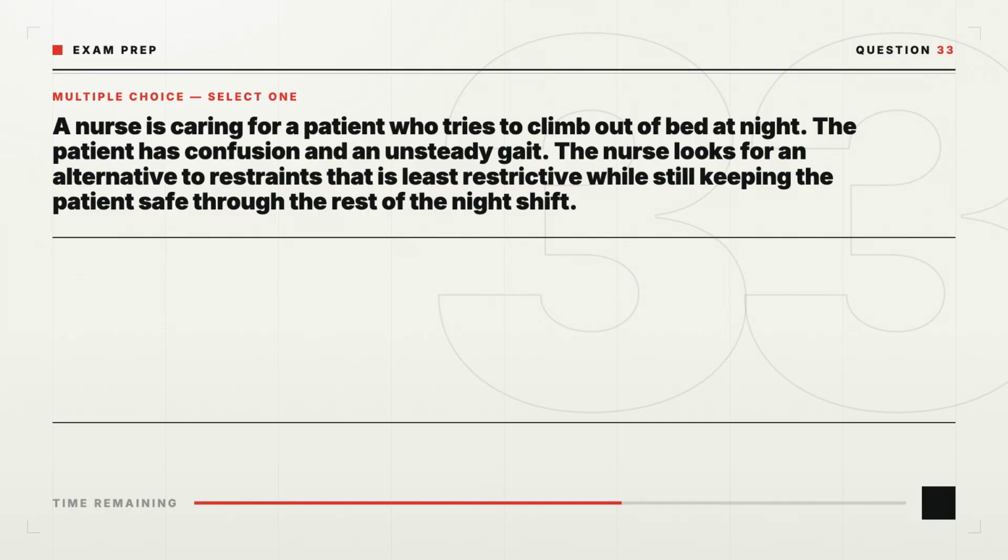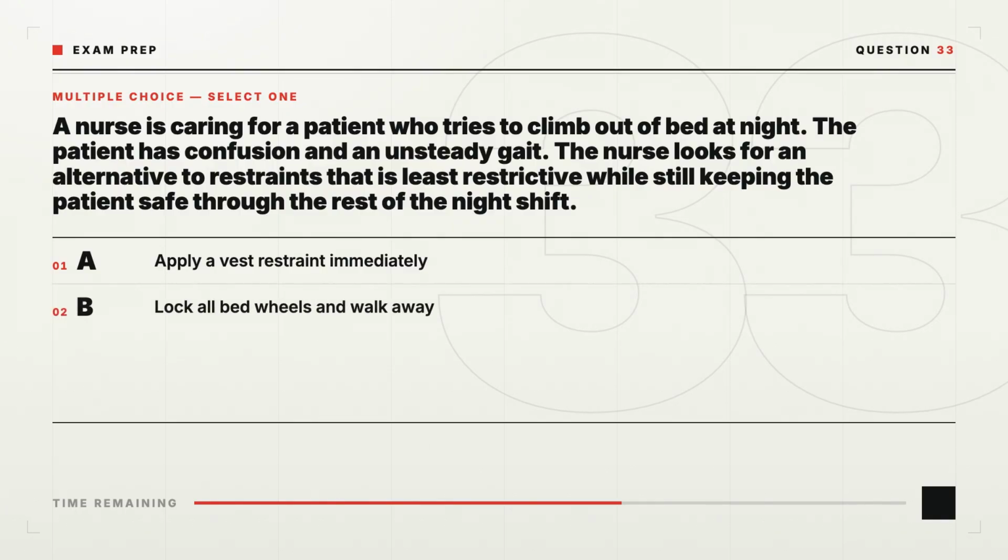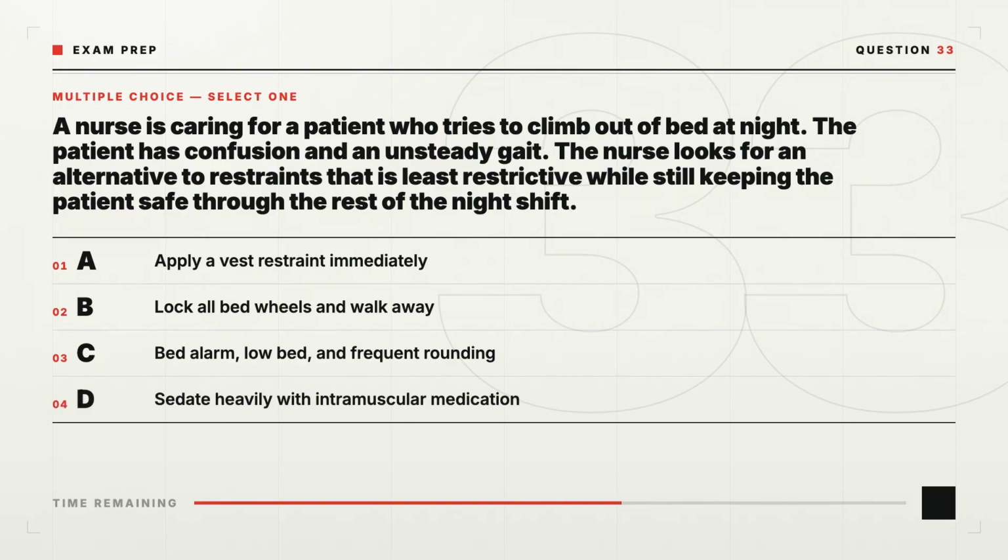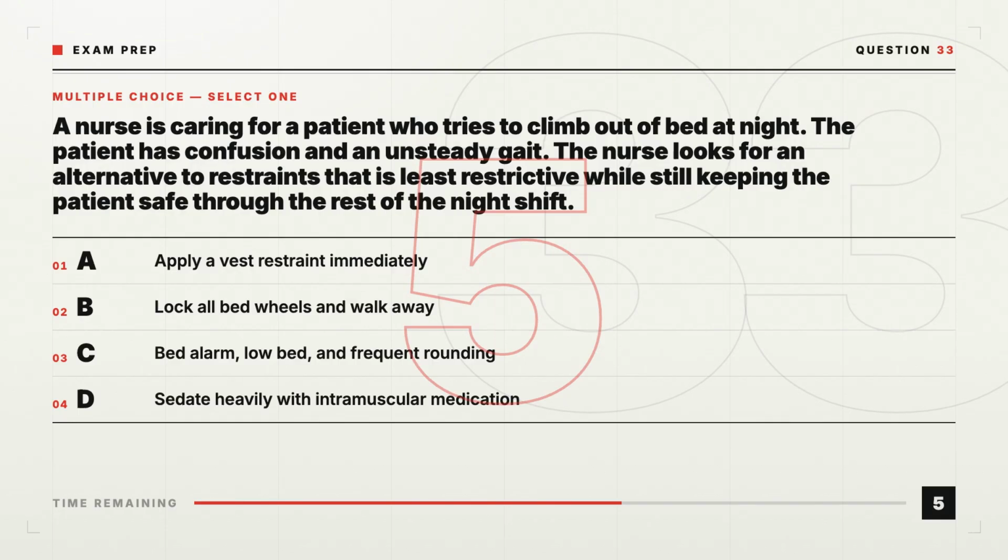Your options are: A. Apply a vest restraint immediately. B. Lock all bed wheels and walk away. C. Bed alarm, low bed and frequent rounding. D. Sedate heavily with intramuscular medication. Which one is it? Pause the video if you need more time.